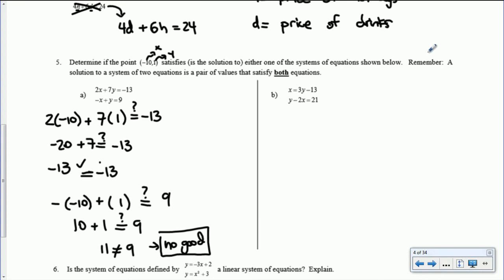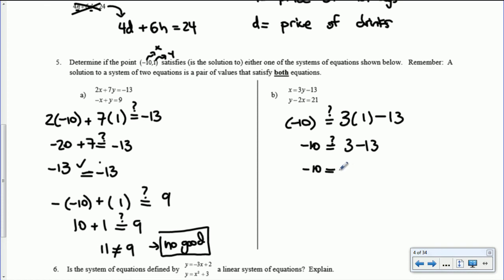Okay, let's try this next one. All right, so make our substitutions again. Everywhere I see an x, I put a -10. So for the first equation, checking this: 3 times 1 minus 13. So -10 equals 3 minus 13. And 3 minus 13 is indeed -10, so that's good.